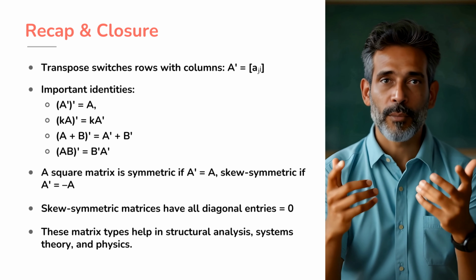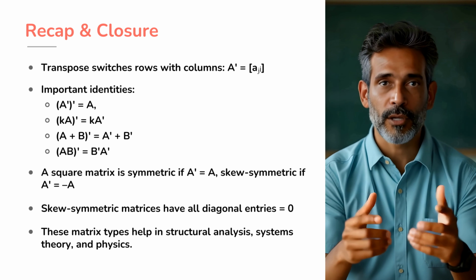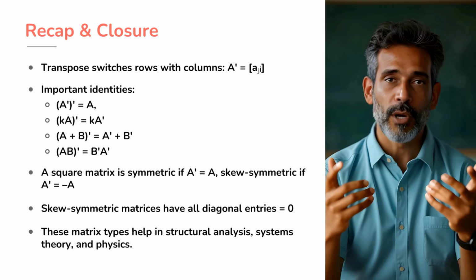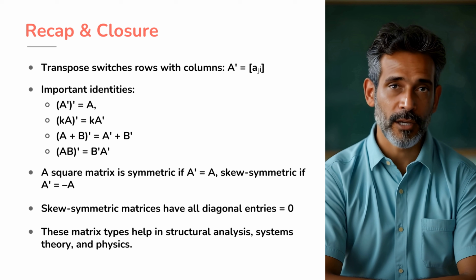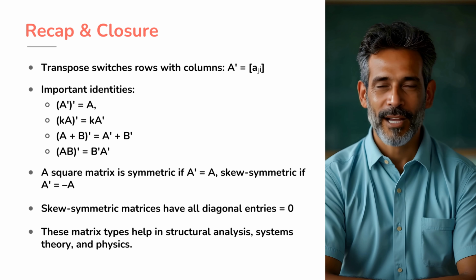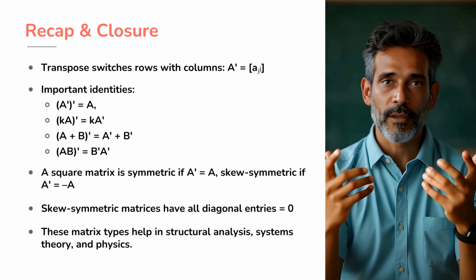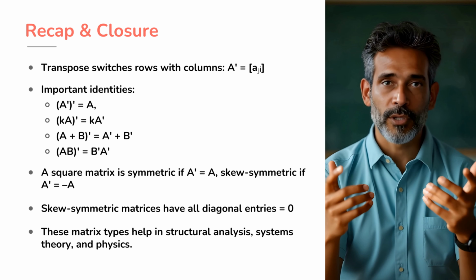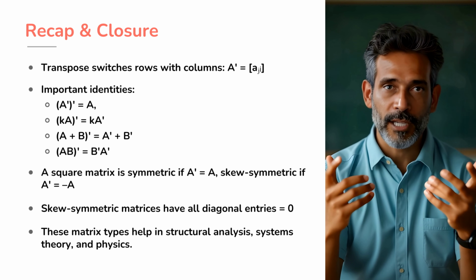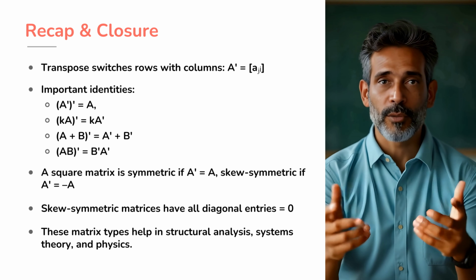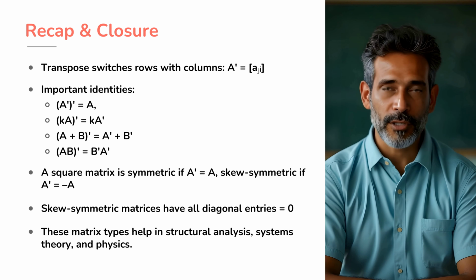Alright learners, time to summarize our journey today. Transpose flips a matrix. Rows become columns, columns become rows. We write A transpose equals open square bracket a sub ji close square bracket. Key identities: transpose of transpose equals the original matrix. Transpose of scalar times A equals scalar times A transpose. Transpose of A plus B equals A transpose plus B transpose. Transpose of product AB equals B transpose times A transpose.